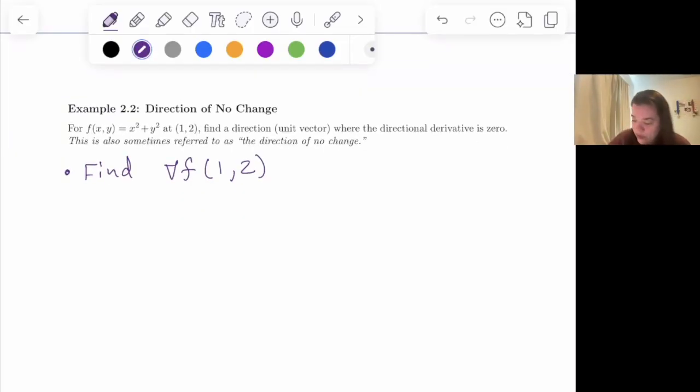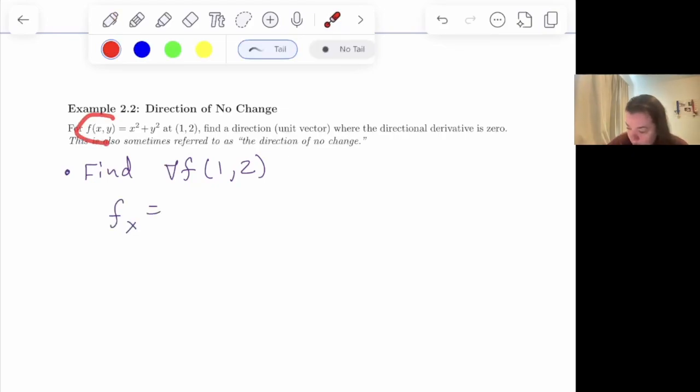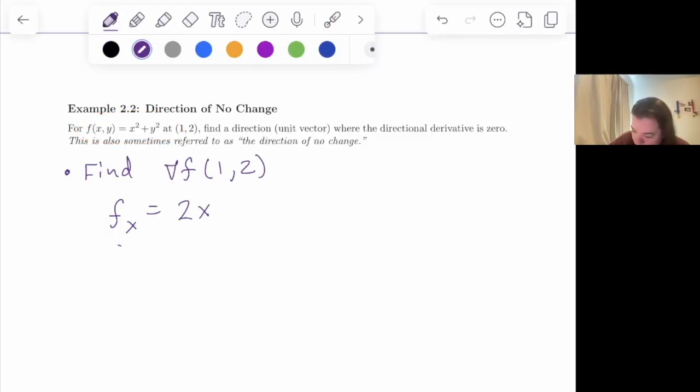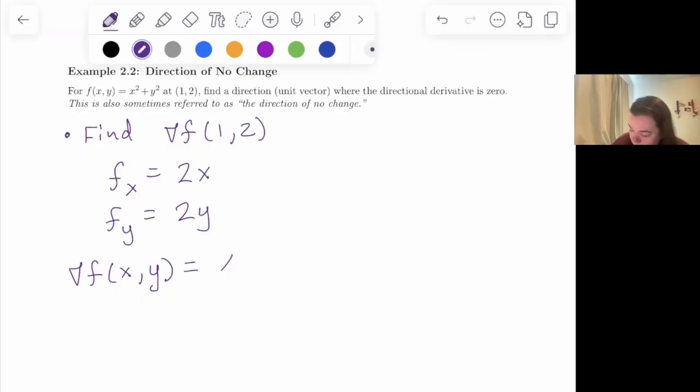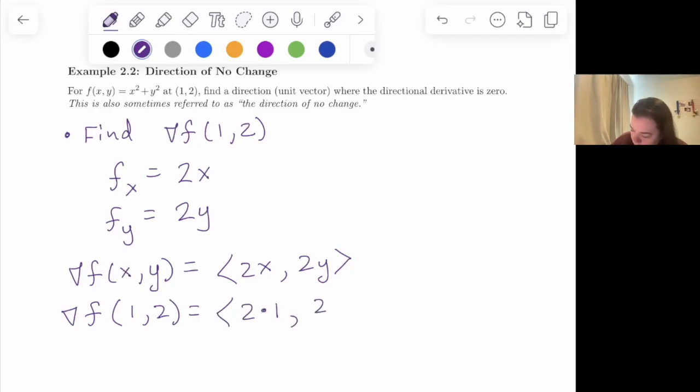So first, to find the gradient, we know we need to find our partials. There's your function up there. Take the first partial derivative with respect to x. Find the partial derivative with respect to y. Summarize it all in your gradient vector. So your gradient vector at an arbitrary x, y point is the following. Now specifically, we need our gradient vector at the point we're standing at, the point 1, 2. So this gives 2, 4.